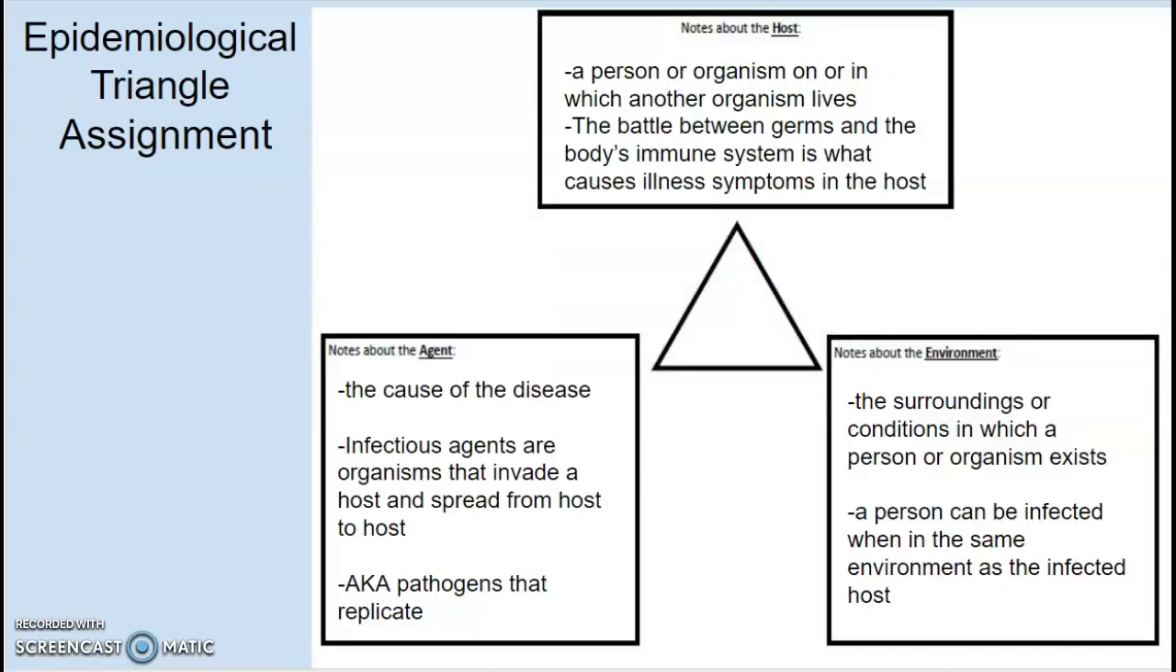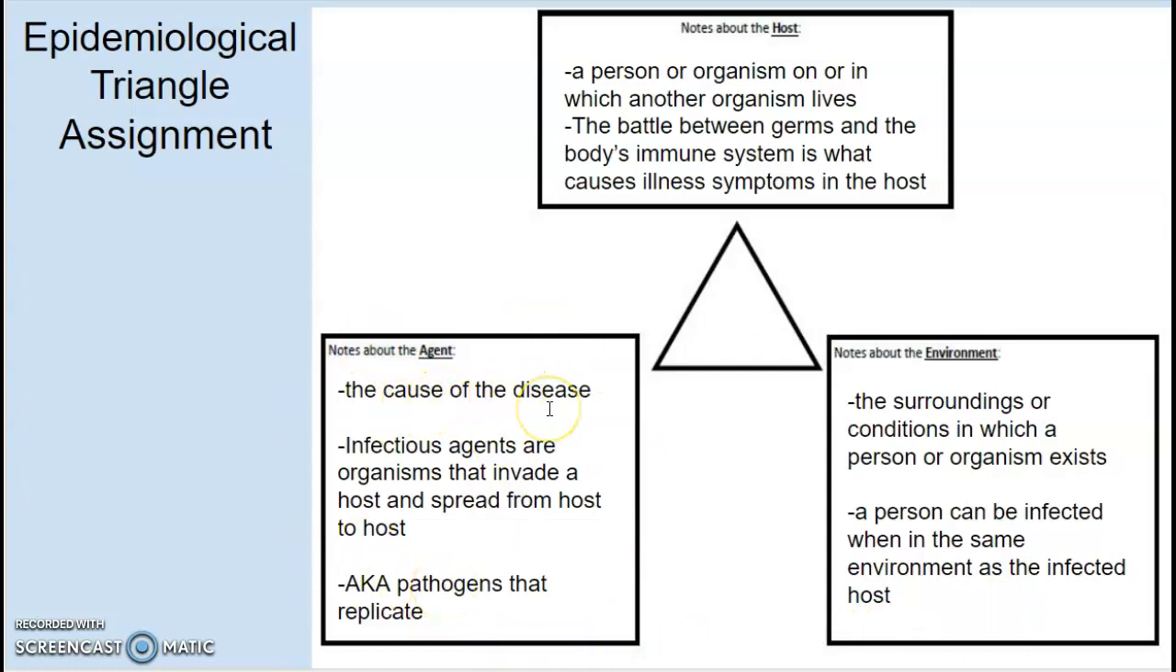Some of the things you might notice about the host in the story: the host is a person or organism on or in which another organism lives. The battle between germs and the body's immune system is what causes illness symptoms in the host. Things you might have noticed about the environment: the surroundings or conditions in which a person or organism exists. A person can be infected when in the same environment as the infected host.